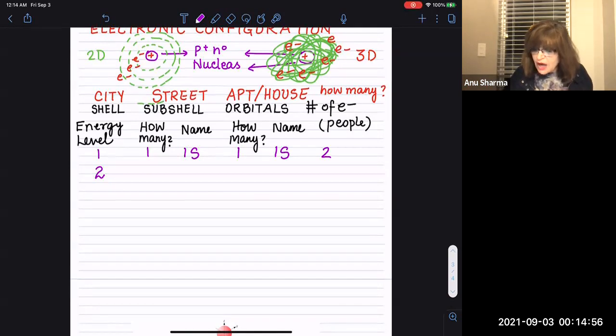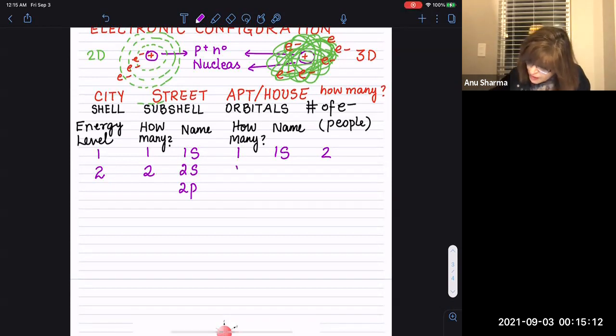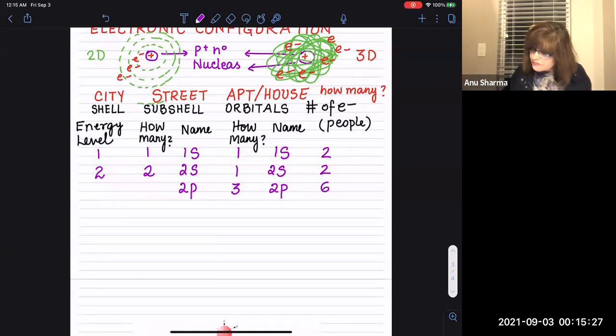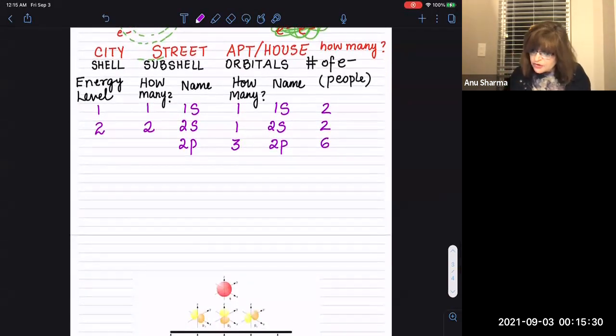Next is a little bit bigger town. How many streets are there? 2 streets. What is the name? 2s and 2p. How many orbitals, or how many houses, are there on that street? This one is 1 and this one is 3. Slightly bigger street. How many electrons can live in 2s? 2. How many electrons can live in 2p? 6. So this is slightly bigger. This has all been mathematically proved.